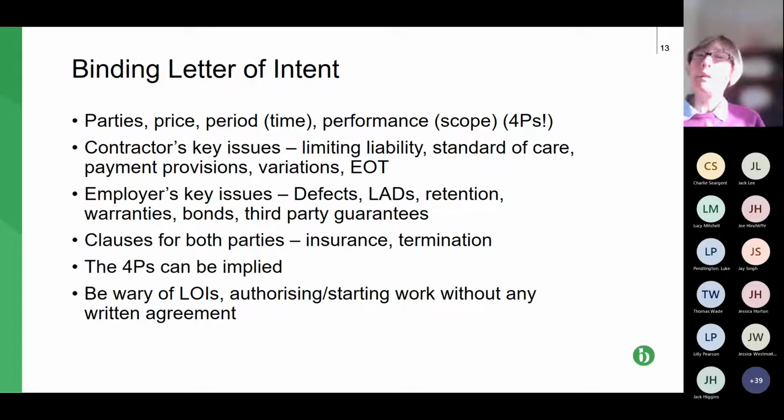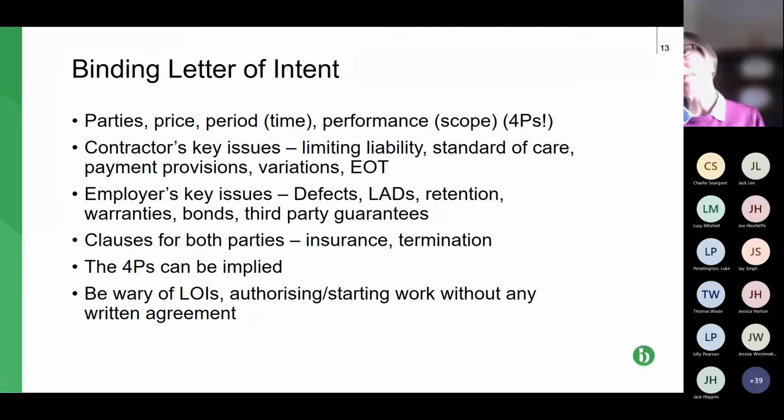It'll cover a period of time. Again, typically this will be different to what you're expecting and what you've tendered for, because it might cover a period of 4 weeks, 8 weeks to do that discrete bit of work that is the subject of the letter of intent. And then also it should cover the performance, so the scope, what work's being done. Is it ordering specific materials and/or site investigation and/or some design? What is being authorised under what is effectively a sort of mini contract?